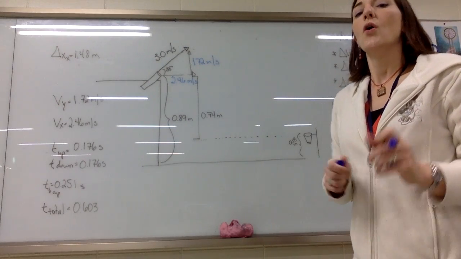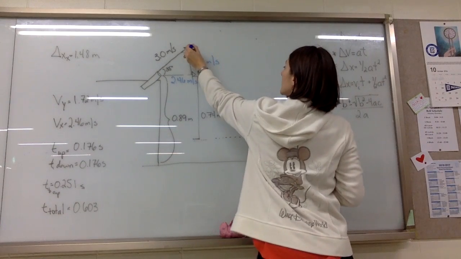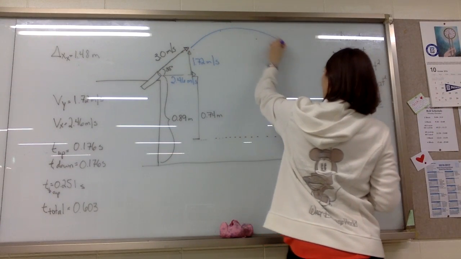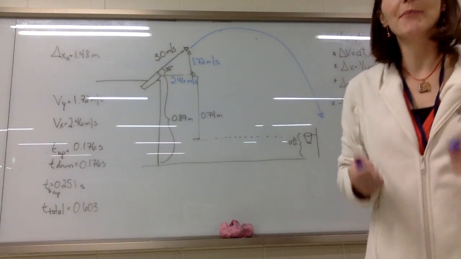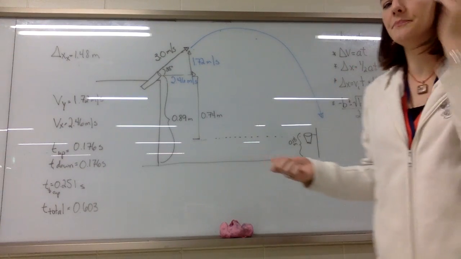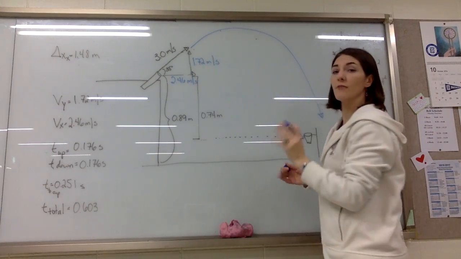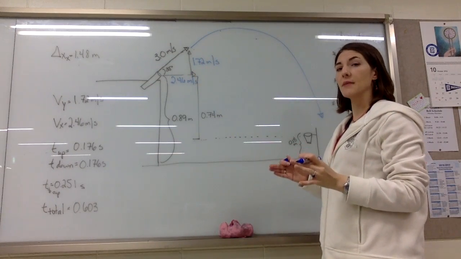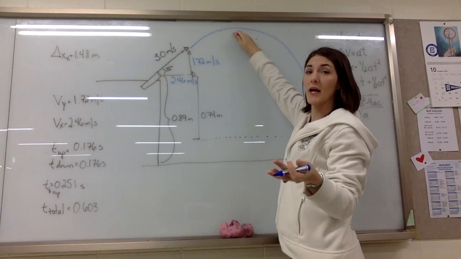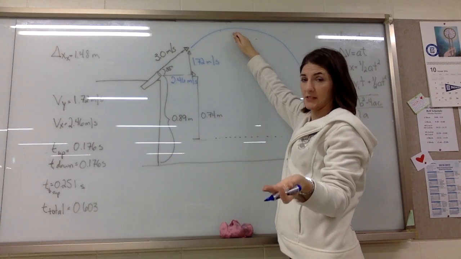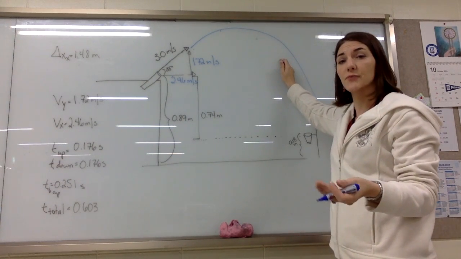Now, we need to know the total time that it's in the air. So it's going to come off, it's going to go up, and then come back down, and hopefully it's going to land in our cup if we put our cup in the right place. So we can use our vertical velocity to find out the time that it takes for it to go up to the peak of its arc and be 0 meters per second, and then the time it takes to come back down from where it was originally shot at.